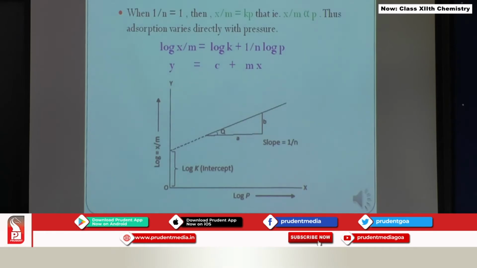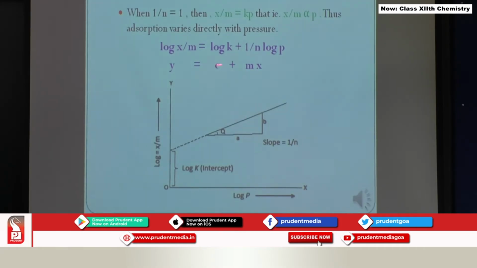On the other hand, if we take 1 by n is equal to 1, then x by m will be equal to k into P raised to 1, right. That means here the extent of adsorption will be directly proportional to the pressure of the gas. So, like this we can find out based on the values of 1 by n whether the extent of adsorption is independent of pressure or it is dependent on pressure.